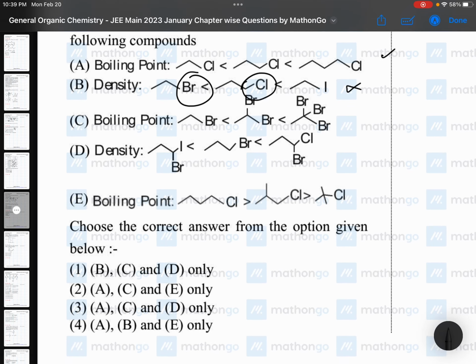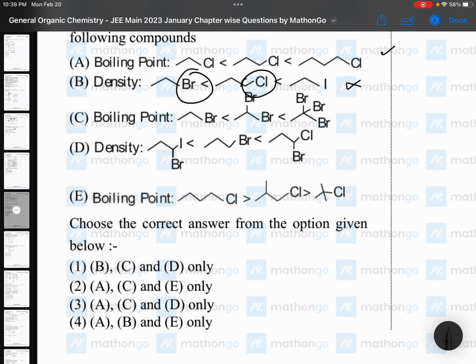Correct. Boiling point of bromine, this is again right. More bromines are there. A and C are correct. And density, again same problem. Okay, now this should not be here. So this is again wrong. Boiling point again correct. ACE correct. Easy question.